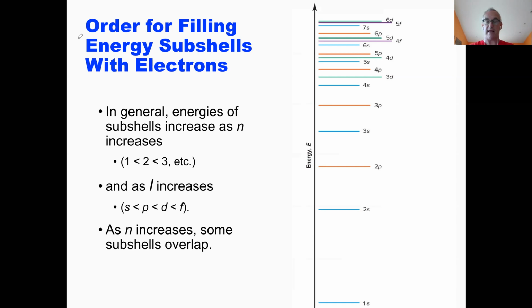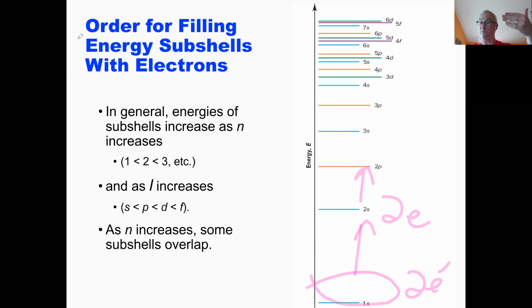We start with 1s at the very bottom. That puts in 2. Then we move up the ladder, and we put 2 in 2s, and we move up some more, and we get to 2p, and you put 6 in there, and we go up to 3s, we put 2 in there.